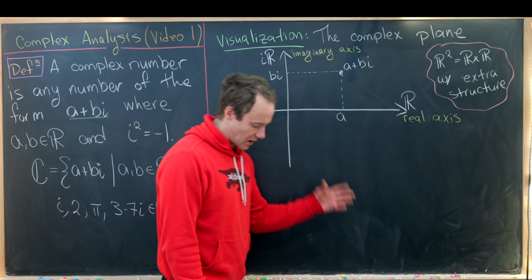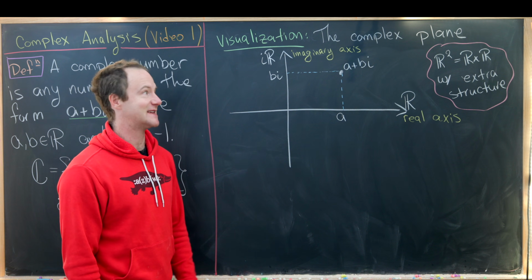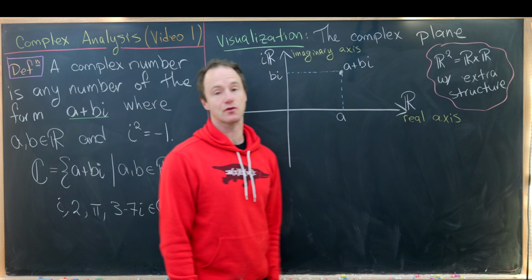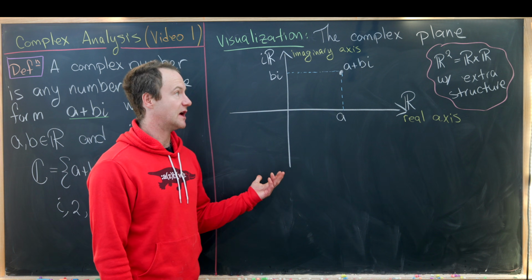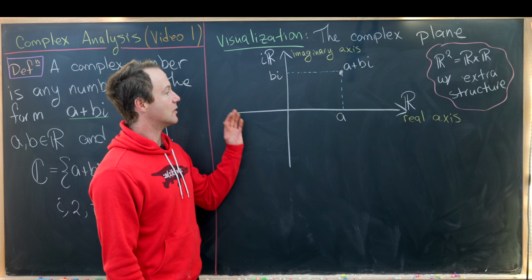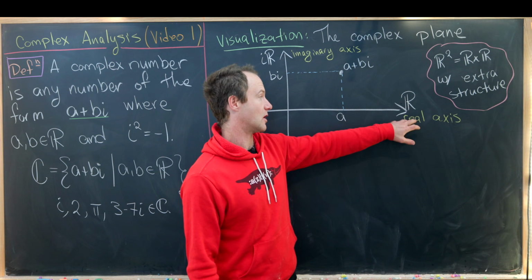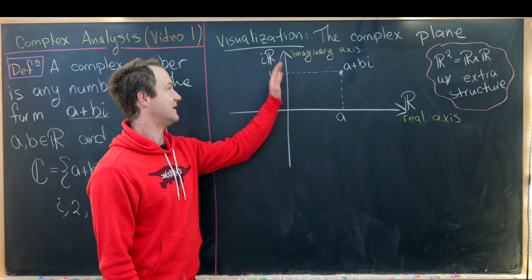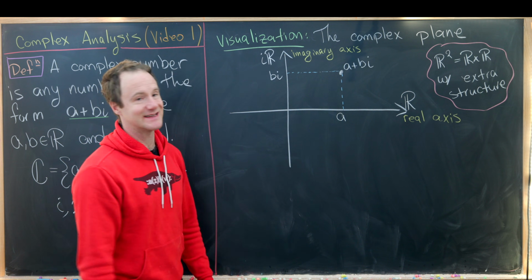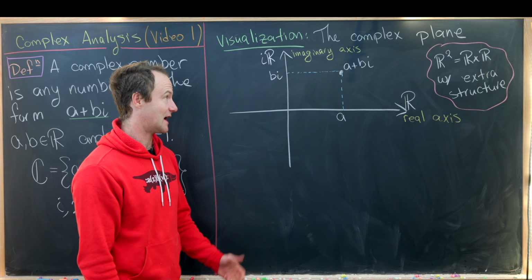Okay. So a nice visualization tool of the complex numbers is the complex plane. You can maybe think about this as the real plane, R2, in other words, R cross R, with some extra structure. So here we've got the real axis. I've just said this is R. And then the imaginary axis. On this axis, everything is a pure imaginary number. In other words, it's a real number times i.